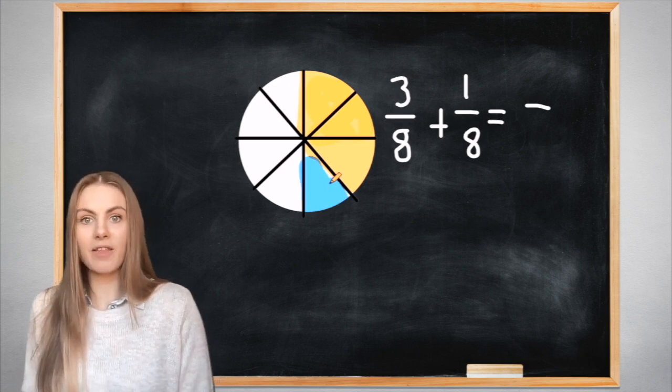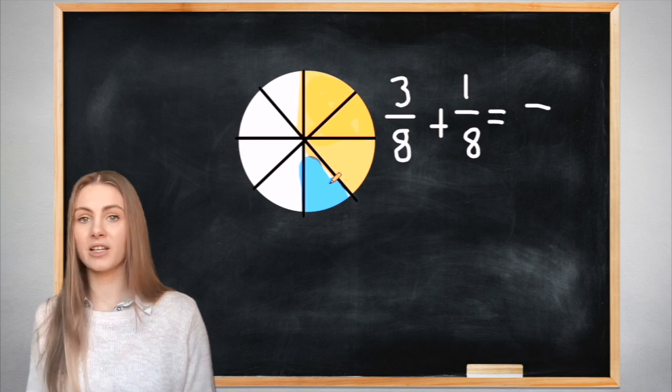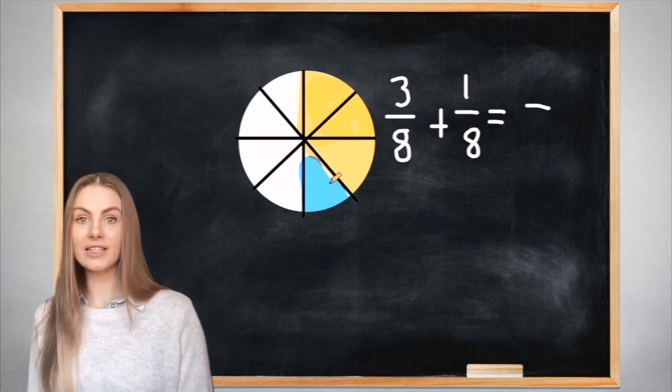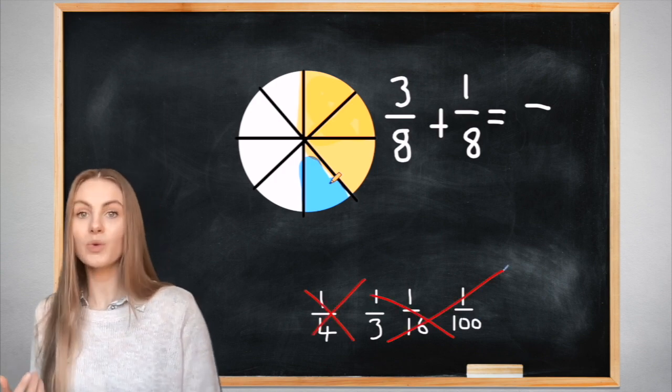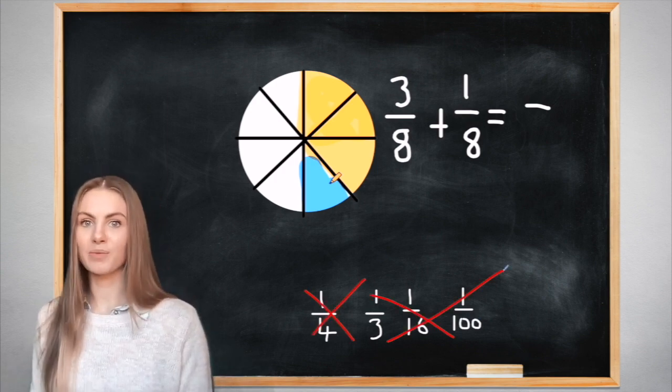How many do we have altogether? Well, we know we're dealing with eighths, so our denominator is going to be an 8. We're not suddenly dealing with quarters, or with thirds, or with sixteenths, or with hundredths. We're dealing with eighths. So our denominator is going to be an 8.